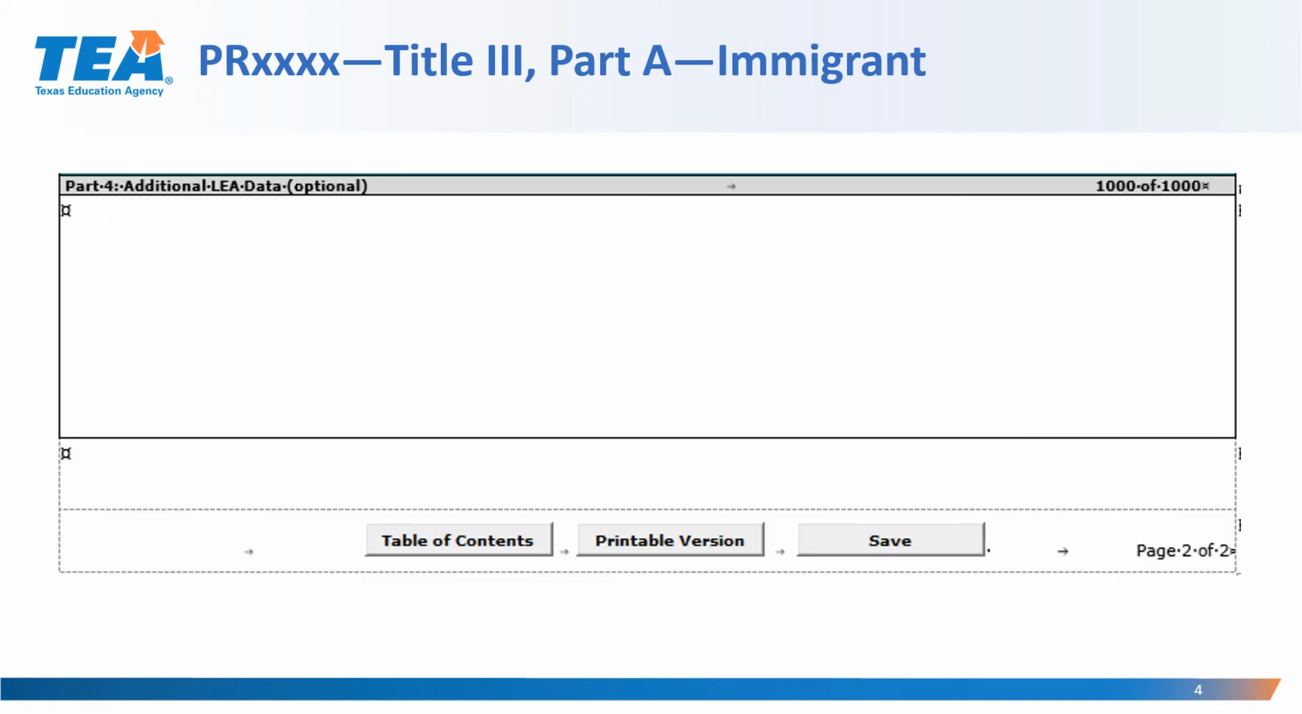In Part 4, there is additional space that the LEA may use to provide additional information. This is an optional space.